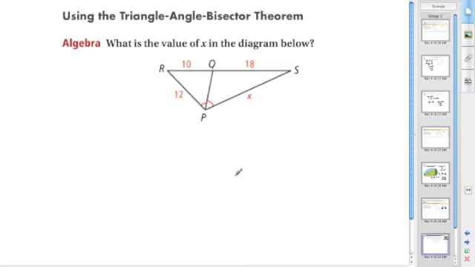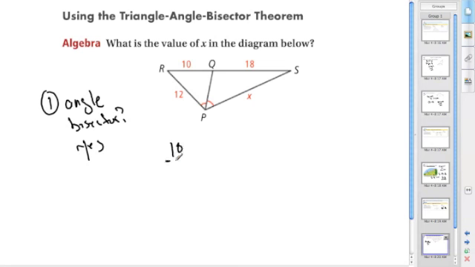Next, let's actually apply it. So first thing we want to do, do we have an angle bisector? Yes, we do, so we can use the triangle angle bisector rule, theorem. So what does that say? We say we have 10 getting compared to 18, therefore 12 getting compared to x. So we have 10x equals 12 times 18, 216, divide by 10, which is x equals 21.6.